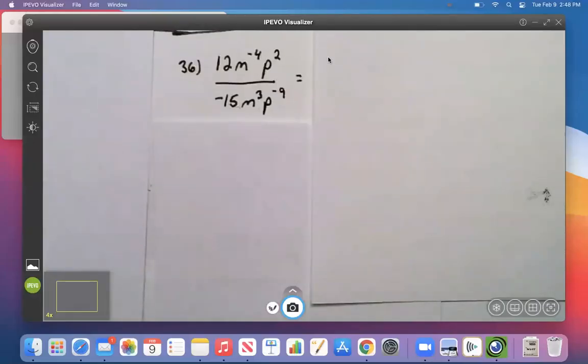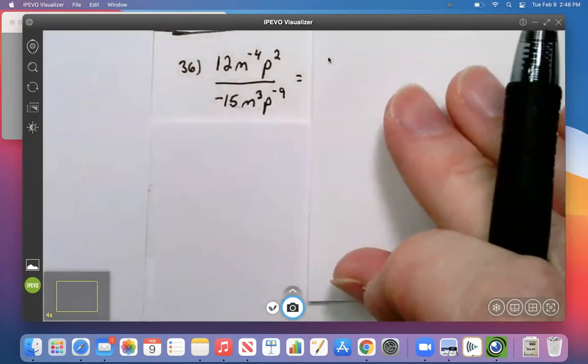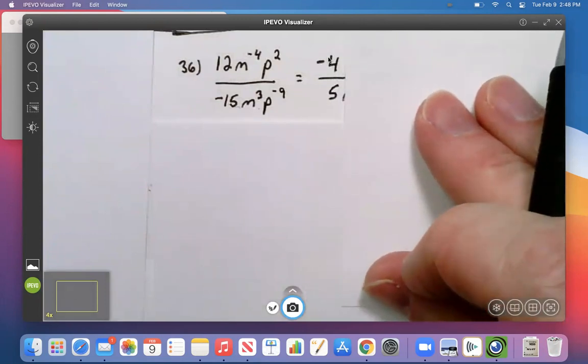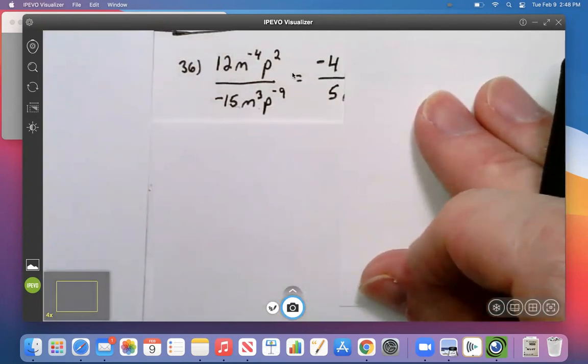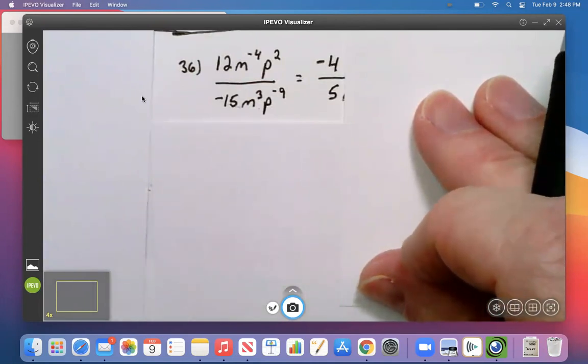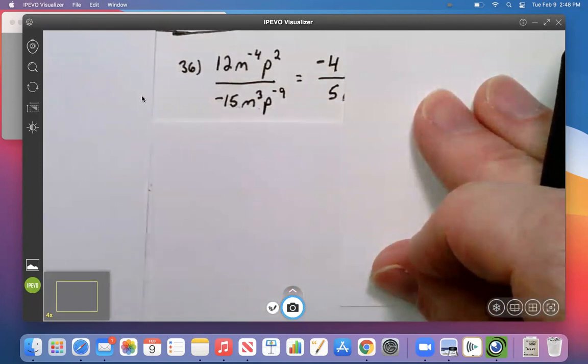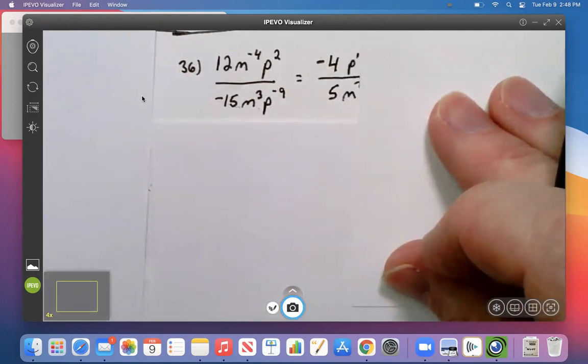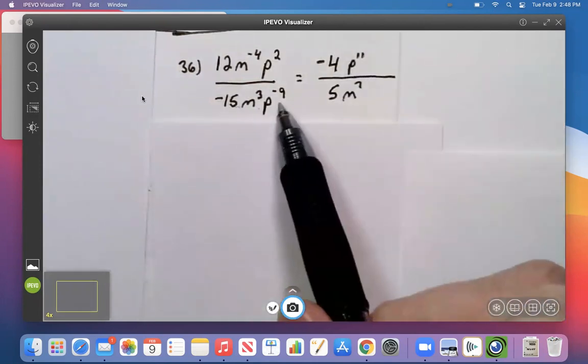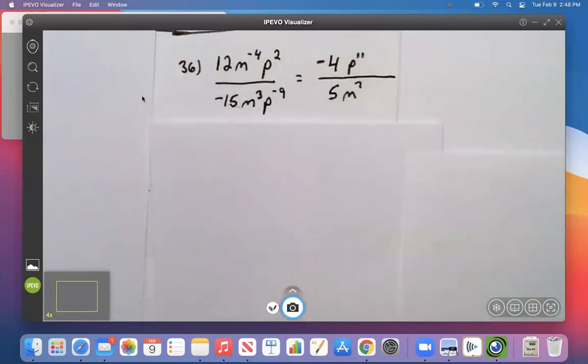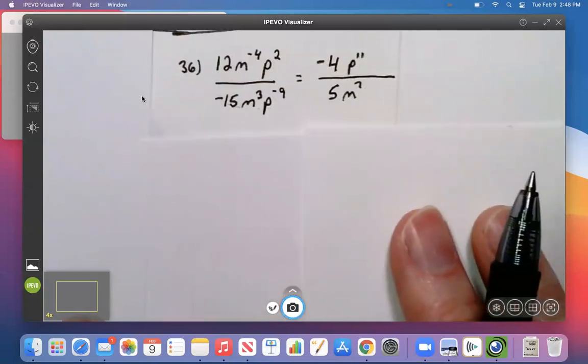Our numbering is going to change up a little bit. Try number 36. On 36, when I simplify this fraction, I get -4/5. The negative sign could be on the top or on the bottom. I like to put it up top. On my m's, I need to take that -4 and move it to the bottom, add it to the 3 that's already there, which will give me m to the 7th on the bottom. And on my p's, I take the -9, move it to the top, add it to the 2 that's already there. I get p to the 11th.